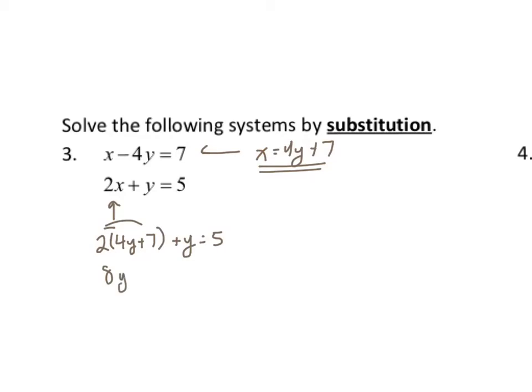So it's 8y plus 14 plus y equals 5. I'm going to combine like terms. I get 9y plus 14 equals 5. I'm going to subtract 14. 5 minus 14 is -9. So then I get y equals -1.